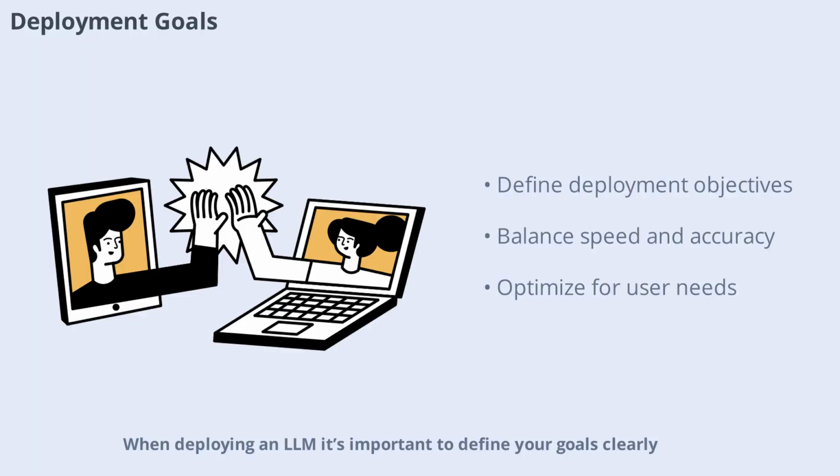When deploying an LLM, it's important to define your goals clearly. Are you aiming for high availability, low latency, or cost efficiency? Each goal will influence your deployment strategy. For instance, a chatbot needs quick responses, while a research tool might prioritize accuracy. By setting clear objectives, you can tailor your deployment to meet specific needs. This step ensures that your resources are used effectively and that the deployed model delivers value to its users.